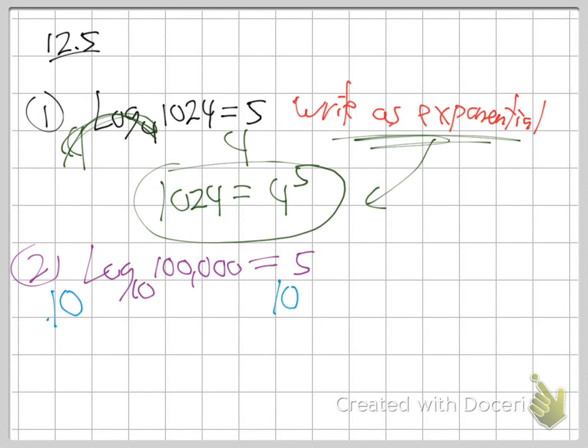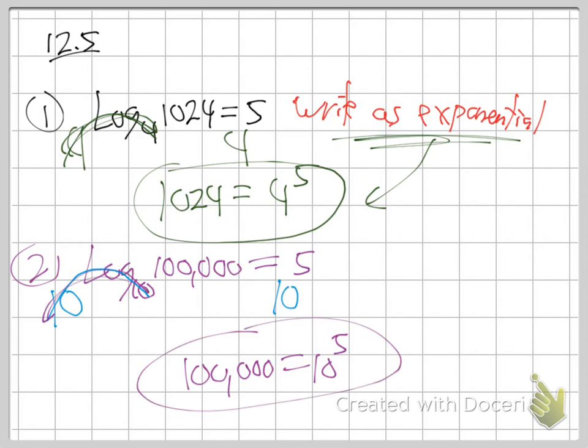So what happens? These cancel, because bases and powers and logs are opposites. As long as the bases match, they will cancel. So what does that leave me? 100,000 on the left side. Other side, it's just 10 to this. See, these all cancel. And that's a true fact, isn't it?